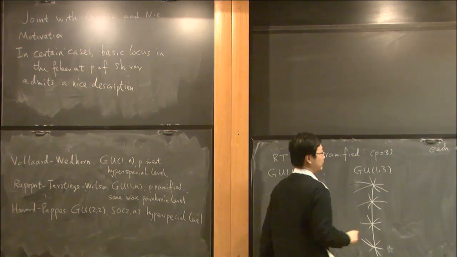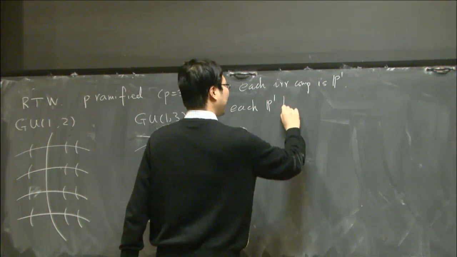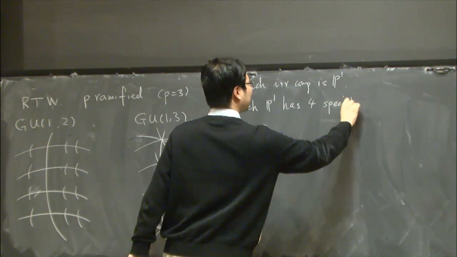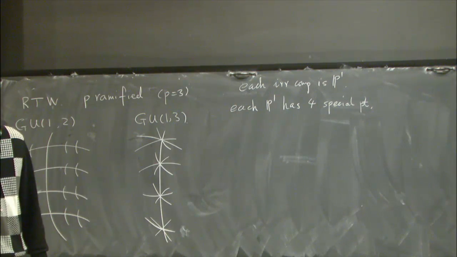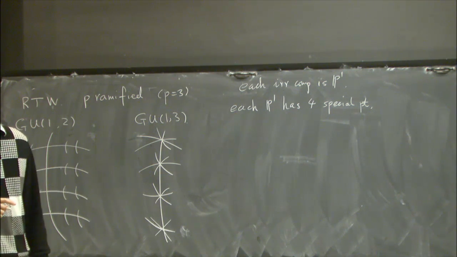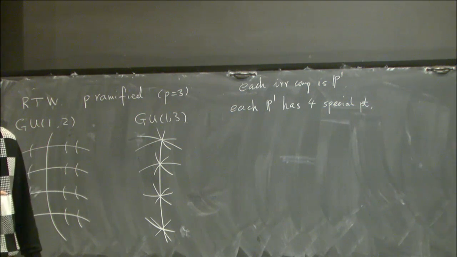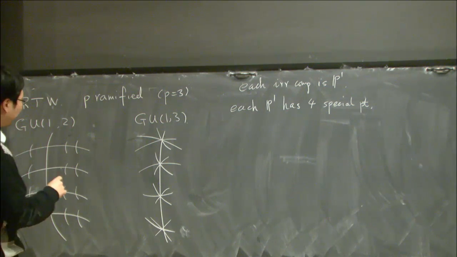Each P1 has 4 special points. Each irreducible component is 1-dimensional. This is the basic locus. The basic locus is 1-dimensional.